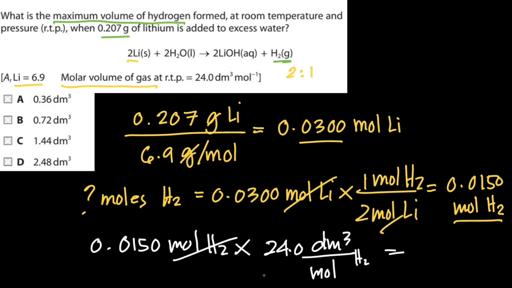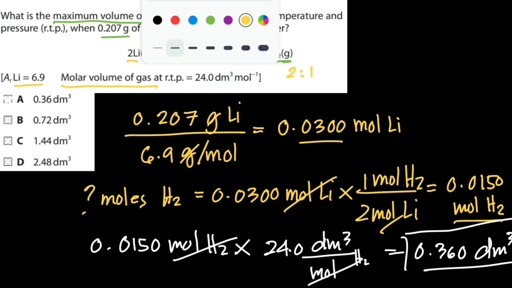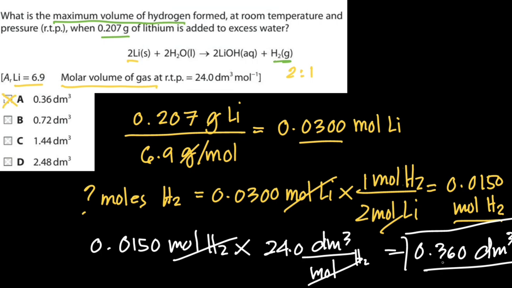So the mole unit cancels out, then we get the volume, which is equal to 0.360 cubic decimeters. So this is our answer here. The answer here should be letter A. This one is the maximum volume of hydrogen gas formed at room temperature and pressure, given the mass of lithium that is added to excess water.